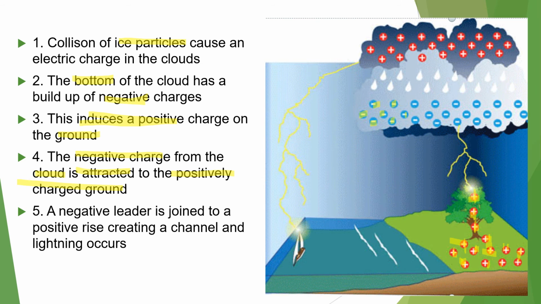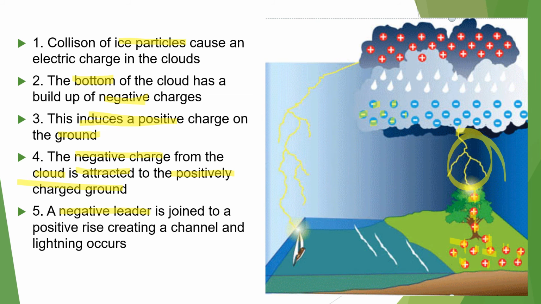Eventually, this becomes a great imbalance, and then a negative leader is joined to a positive rise, creating a channel, and lightning occurs. So you'll see here we have this lightning bolt, and this happens because of, like I said, the great imbalance between charges. This causes a discharge where a giant spark of electricity is created. And again, we see that as the lightning bolt.